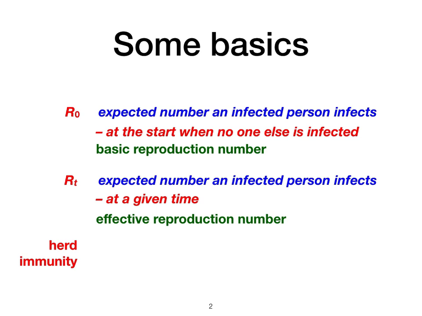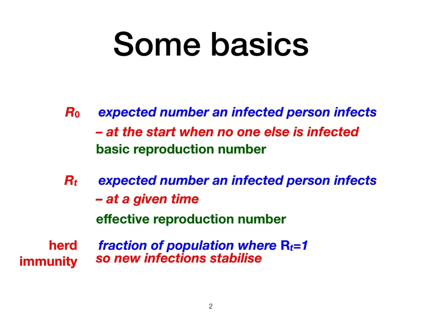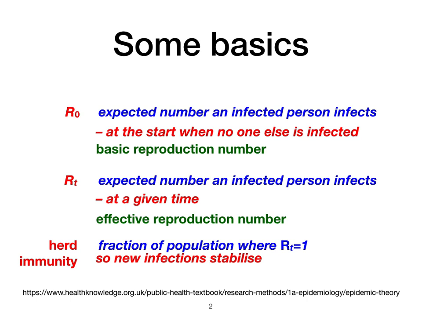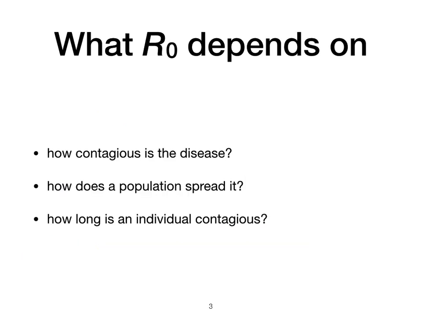So on then to herd immunity, the subject of this talk. That's the fraction of the population where RT is equal to 1. In other words, if you are infected, you expect to pass it on to exactly one other person, and so new infections stabilize at that level, and it will fairly rapidly reduce because you start running out of new people to infect, and RT gets below 1. You can find these and other definitions at this website, which is a good place to find this kind of information. So what does R0 depend on?